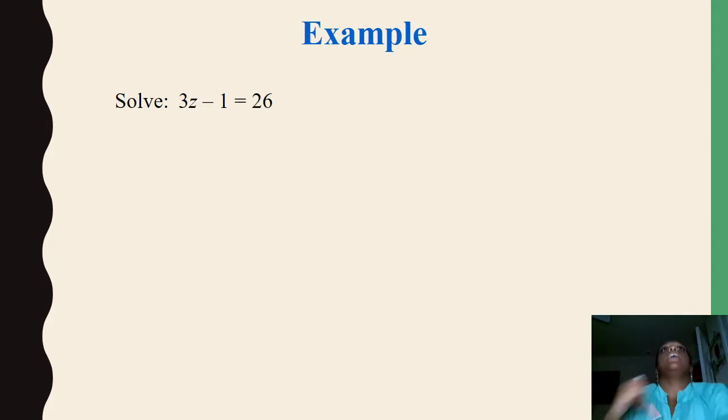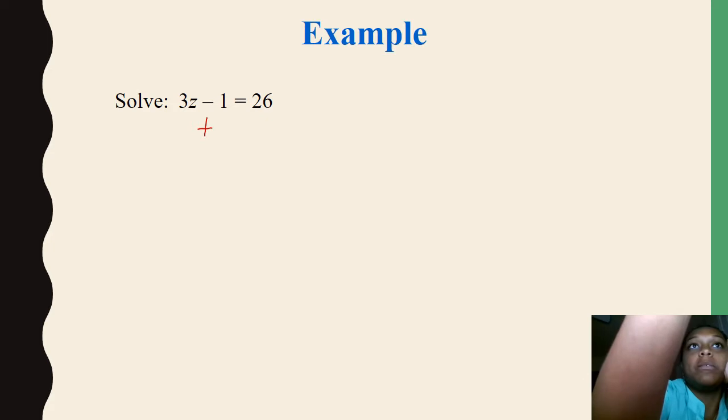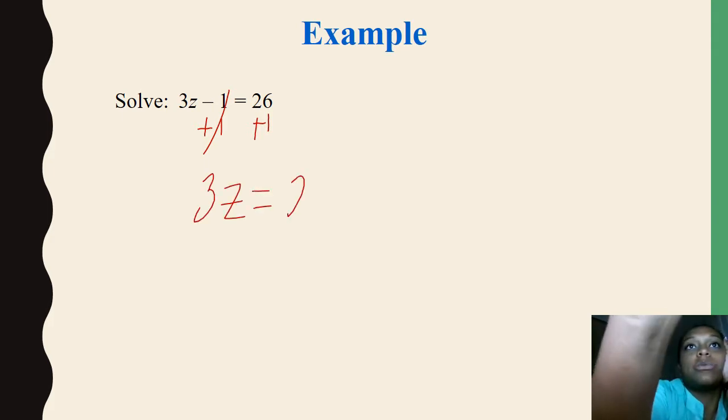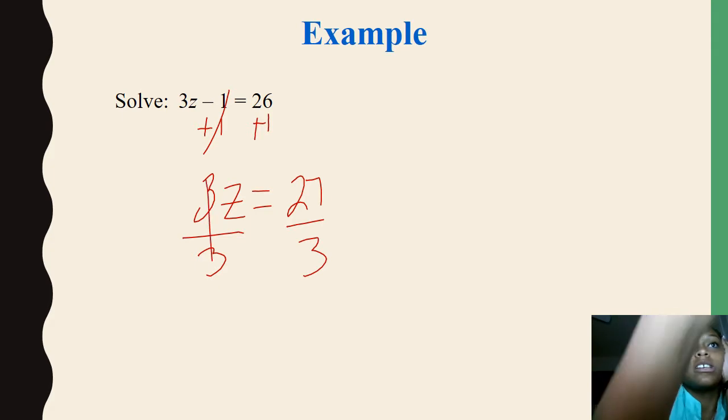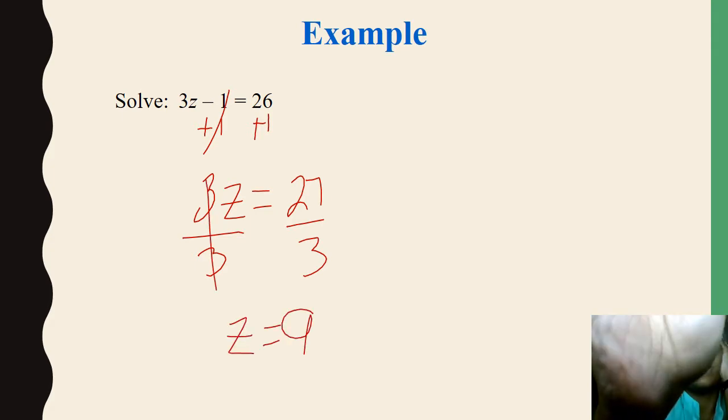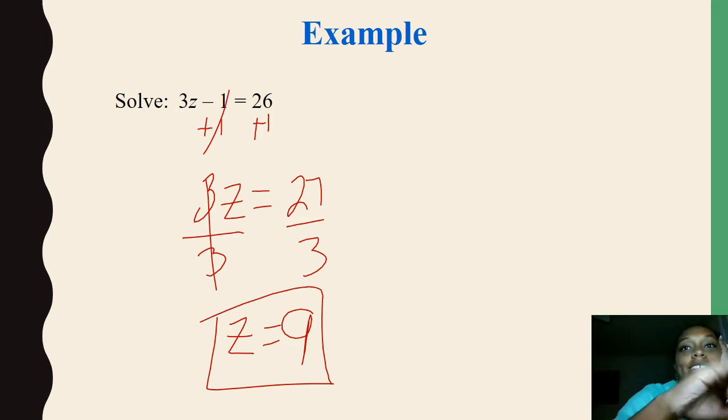Here, I have 3z minus 1 equals 26. I need to get my variable by itself. If I have minus 1, it's going to become plus 1. What I do to one side, I do to the other side. And that gives me 3z equals 27. Z's almost free. It's almost happy. So I'm going to divide by my coefficient, and that gives me z equals 9. A very big 9. Okay?